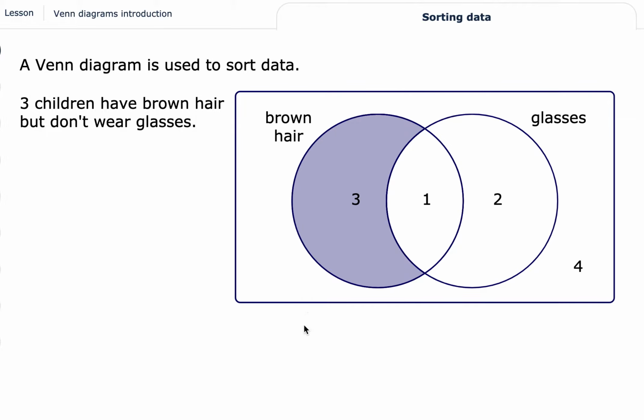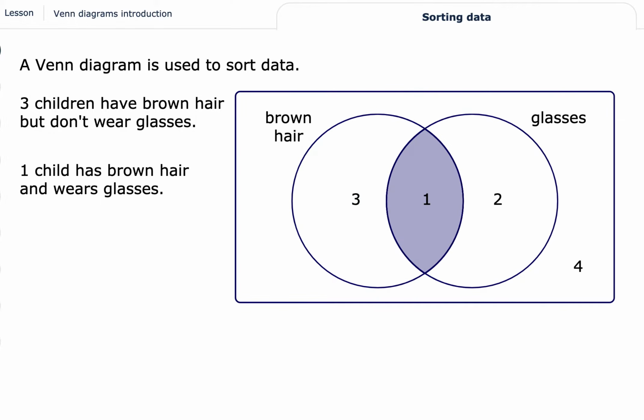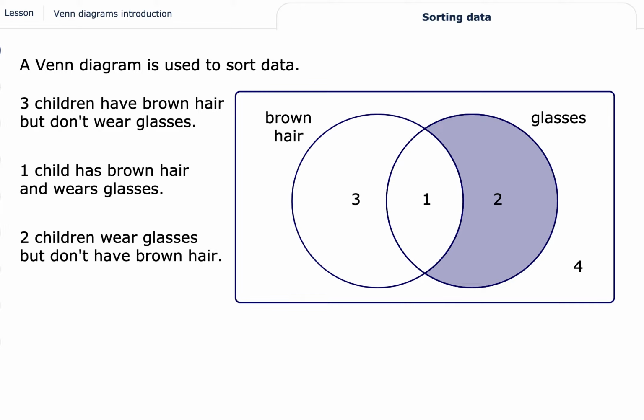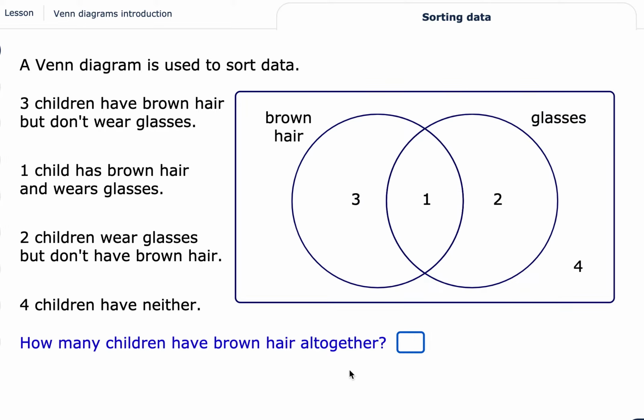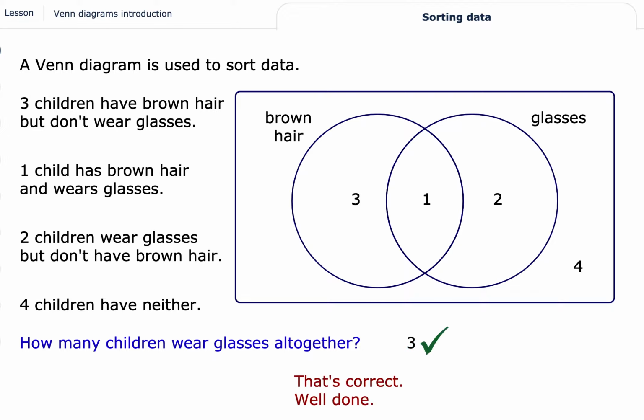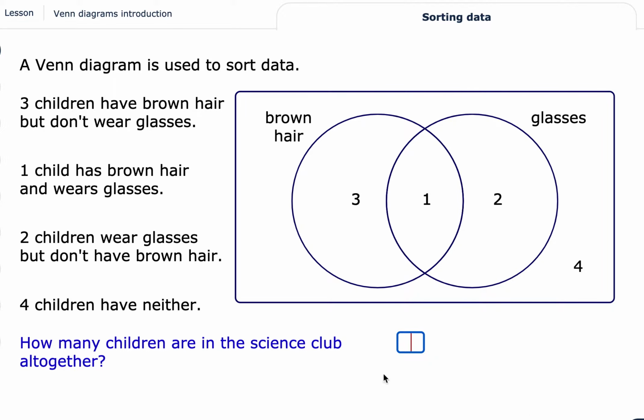So 3 children have brown hair but don't wear glasses, 1 has both brown hair and glasses, 2 don't have brown hair but wear glasses, and 4 have neither, not falling into any of these categories. How many children have brown hair altogether? The whole circle for brown hair is 4. And wearing glasses altogether is 3. And how many are there in the science club? We add all these numbers, which makes 10.